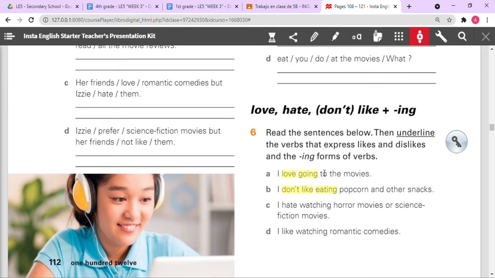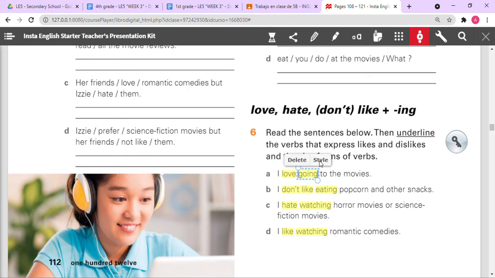Okay, pay attention. I hate watching horror movies or science fiction movies. Okay, the verb is hate. Hate is negative. Hate expresses dislike. For example, detestar. Some people say odiar. Okay, it depends. Okay, it's negative. And watching, okay, is the ing form. I like watching romantic movies. Now, here is a positive. Now, like is positive and watching is the ing form.